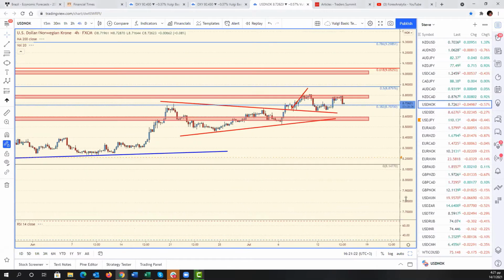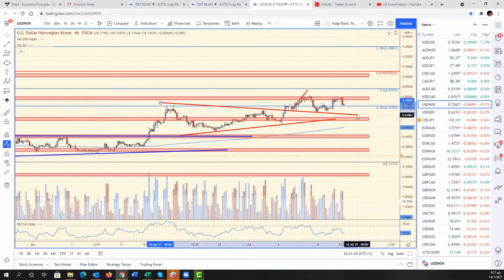And let's switch to USD NOK, which has the exact same type of formation. Resistance being at 881. Support being at 865. And again, very reluctantly putting this to bullish.